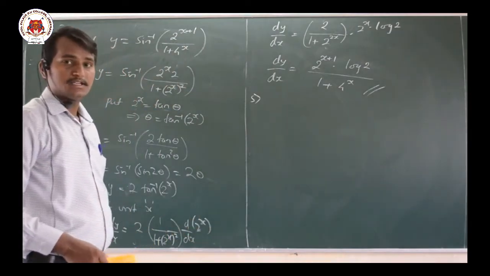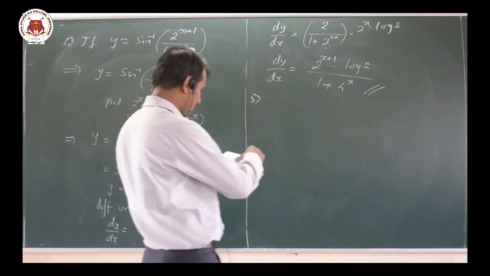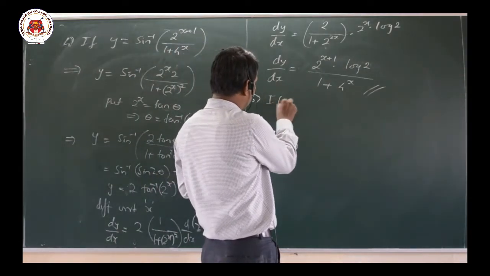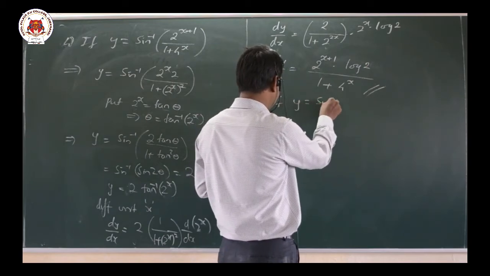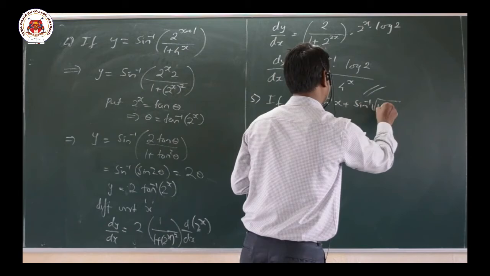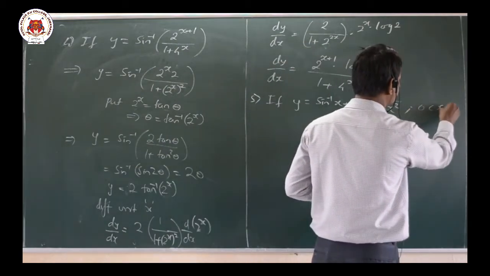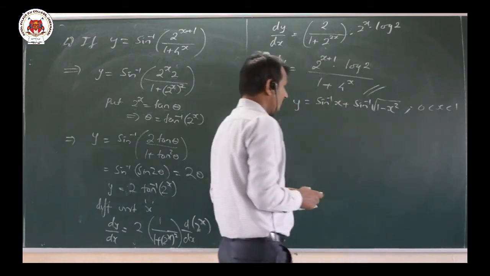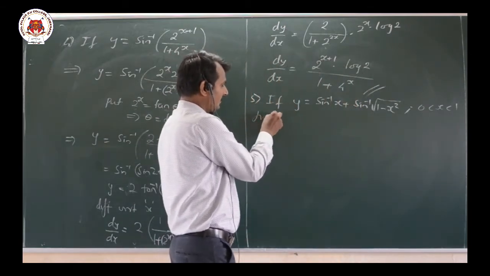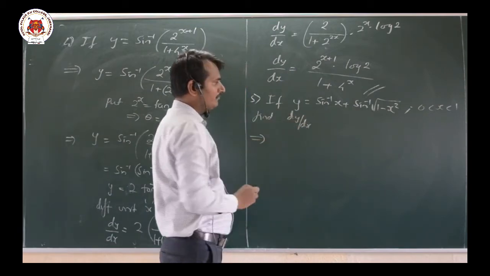Again with the simple examples we will solve here, concerned with your examination kind of problems. If y is equal to sine inverse of x plus sine inverse of root of 1 minus x square, where 0 is less than x less than 1, find dy by dx. The problem is very, very simple.